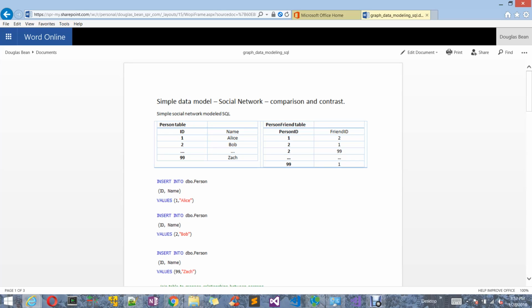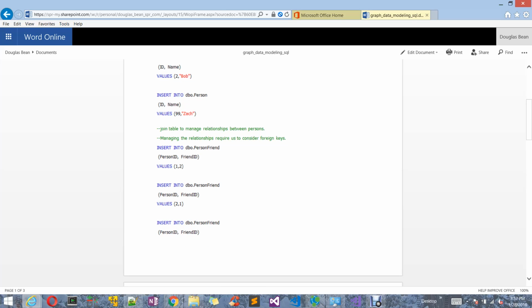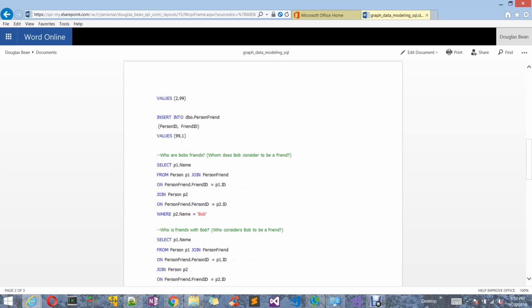We have two tables, one to store person entities and the other, a join table, to store relationships between them. We also have some SQL code here to create some person entities and some relationships between them. We see right away that we have to deal with foreign keys, which is accidental complexity added to our data model. Complexity which is necessary just to make it all work. Even though we have object relational mappers, we still have to deal with foreign keys in the SQL code that we write. And here are some queries or questions to ask of our social network.